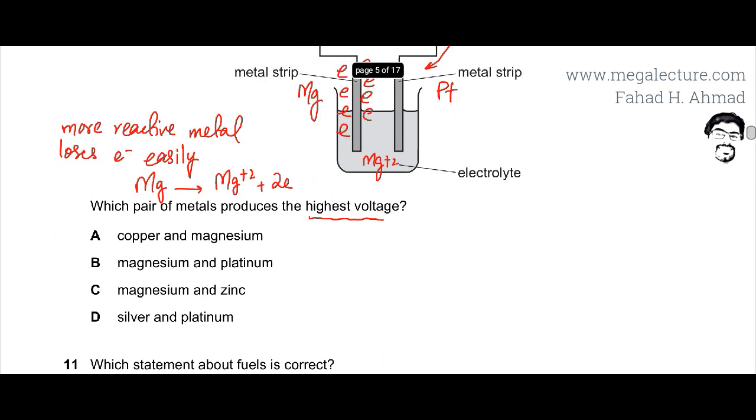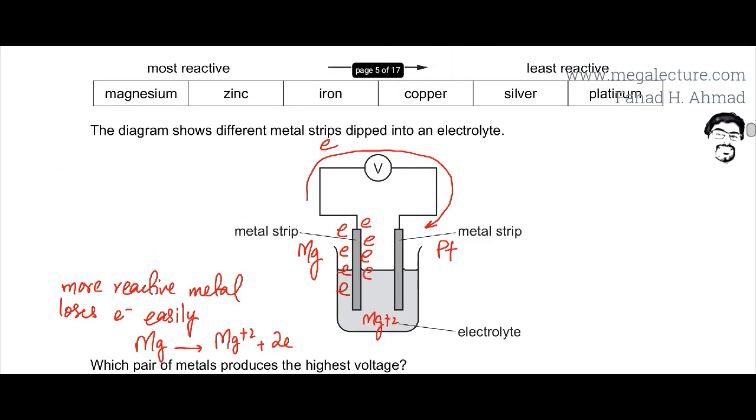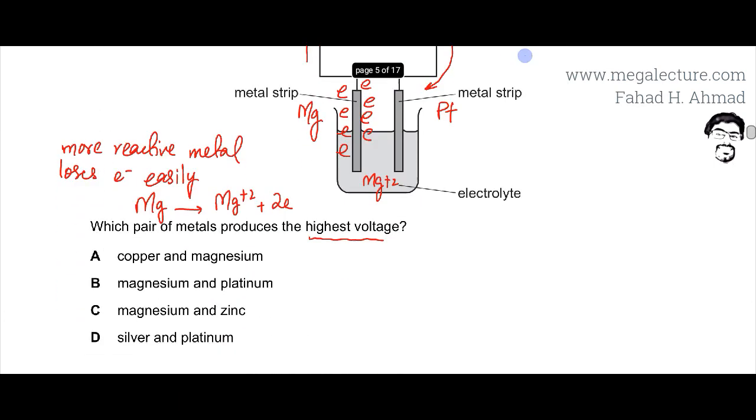So in our options, we have which pair of metals produces the highest voltage. You have copper and magnesium. If you look at the reactivity series that they have given us, for copper and magnesium, the difference in reactivity is large, so it would be a higher voltage produced. But let's compare it with the other ones. You have magnesium and platinum.